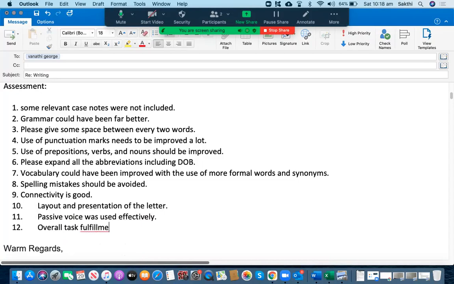How many words did you write? Do you remember? Are you able to count that out?